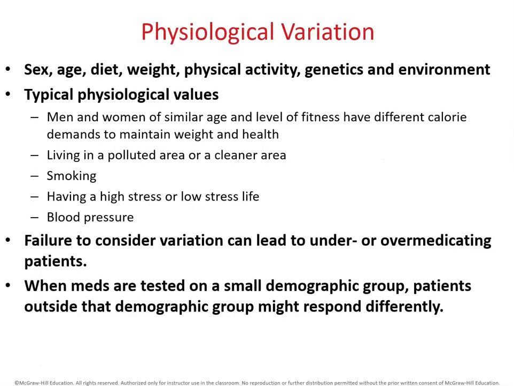Physiological variation refers to the differences between individuals, and we can make a very long list of physiological variations just in humans. Think about age and sex and weight, genetics, the environment that a person grew up in, currently lives in, and these different variations impact health and potentially the way a person will respond to medications or other interventions.